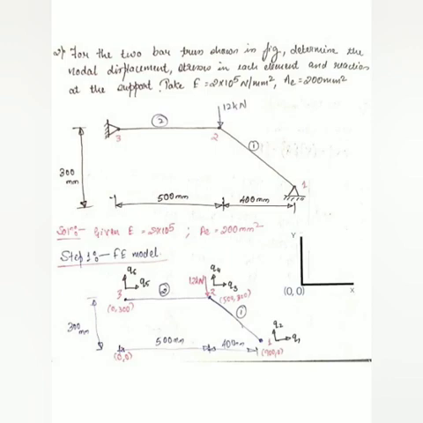Starting with the FE model, which is shown here, node 1 has displacements q1, q2, node 2 has q3, q4, and node 3 has q5, q6. Now the next step is to plot the nodal coordinate data. Nodal coordinate data means the location of nodes 1, 2 and 3 with respect to the origin. I have shown the previous page here.